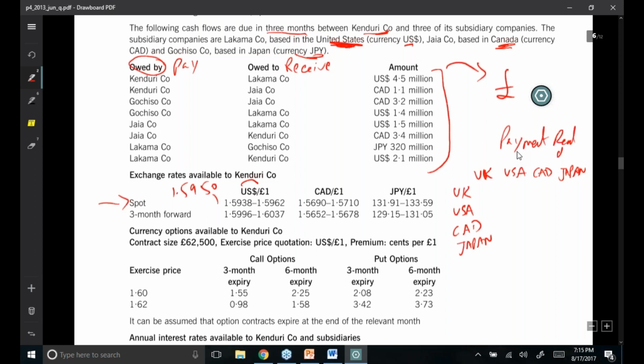So let's suppose this first transaction. This company has $1 million to Lakama Co. So this is the company of UK. So you will write under the UK, but in front of this company. So then put all of these data in this table and calculate the total of receipt and payment. Let's see how the examiner has done here.